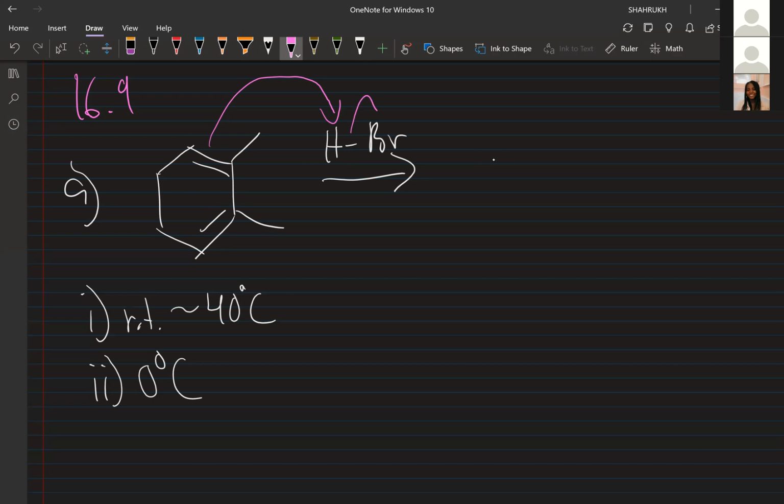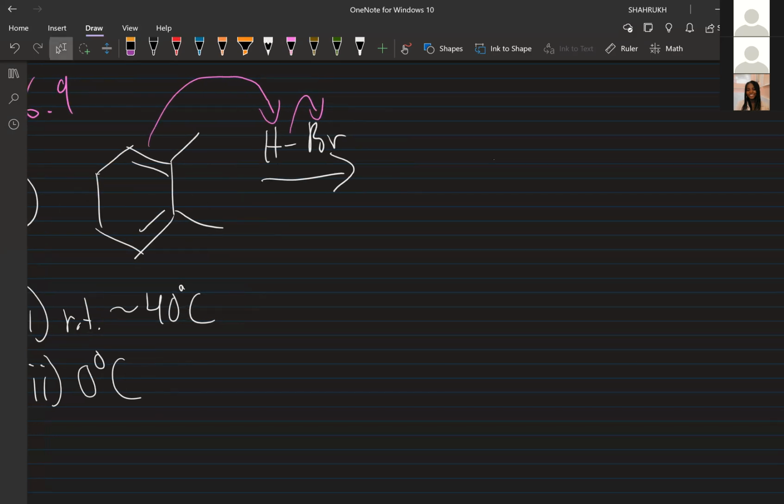And next arrow here, and we get our first intermediate, which looks like this. So in case it's not clear what happened here, the double bond grabbed a proton. Technically, this is where the other proton ended up. So what is that? I guess a Markovnikov addition.